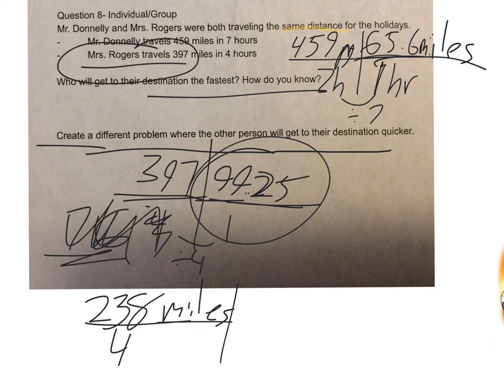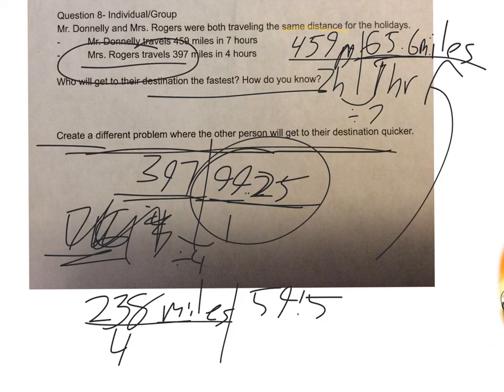So I would say Mrs. Rogers went 59.5 miles per hour, when Mr. Donnelly's going that fast, and he would get there first. So that's how you'd create the other problem.